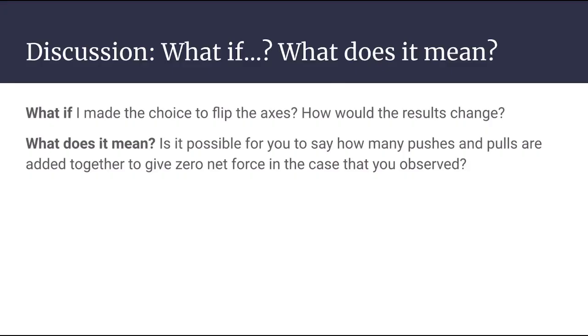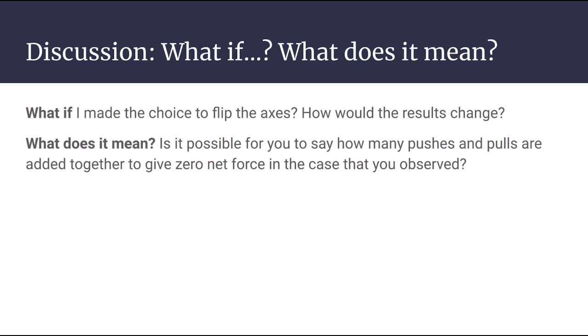Moving on to some discussion questions. What if I made the choice to flip the axes? How would the results change? In my experiment, I chose to have the positive x direction represent the object moving to the right and the negative x direction represent the object moving to the left. If I were to interchange negative x and positive x, I would have a downward sloping graph instead of an upward sloping graph. Despite this change, I would still come to the same conclusions that the predicted model and observed model differ due to the friction acting upon the cart in the observed model causing a decrease in velocity.